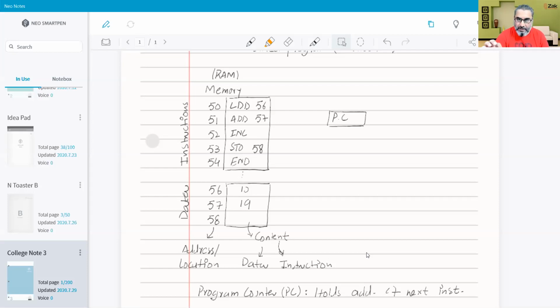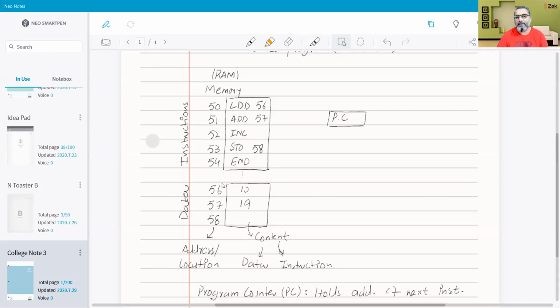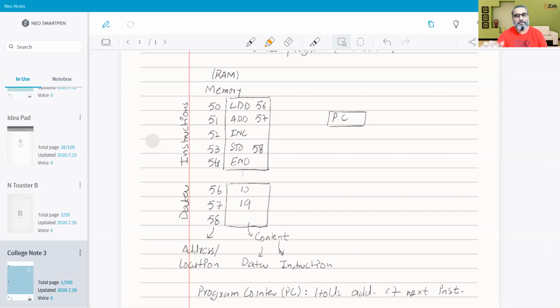All right. So when the program is loaded, let's say this is our program, a little tiny program, which has got 1, 2, 3, 4, 5 instructions. Now the computer's memory is a vast ocean. You never know where your program will be loaded. You never know that.